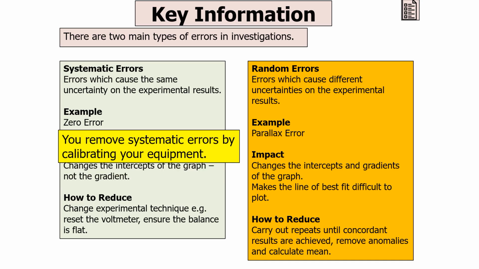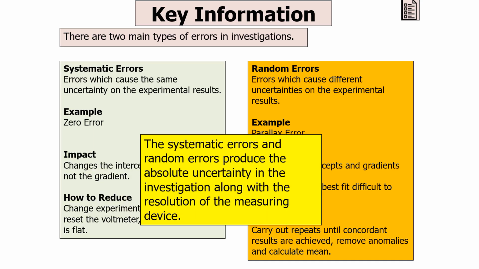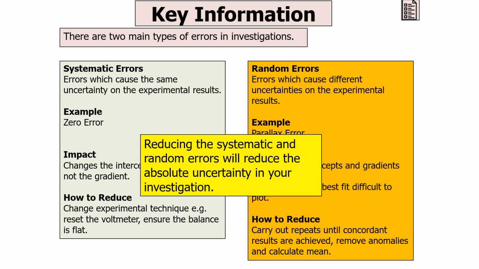Now you can remove systematic errors by calibrating your equipment. You measure a known value, and if there's a difference between the measured and the known value, this should be used to correct the error, and this is called calibration. Systematic and random errors produce absolute uncertainty in the investigation along with the resolution of the measuring device. Reducing systematic and random errors will reduce the absolute uncertainty in your investigation.